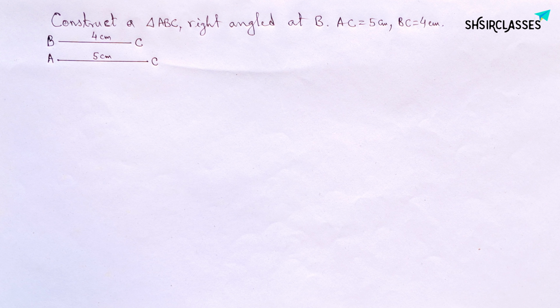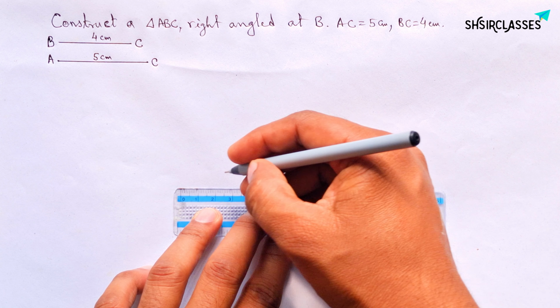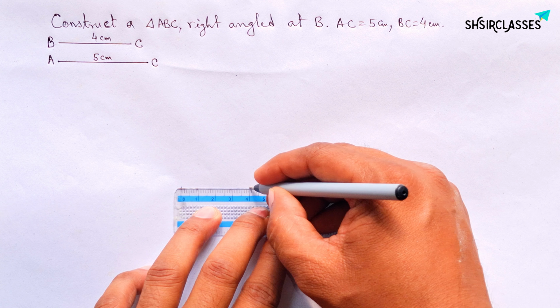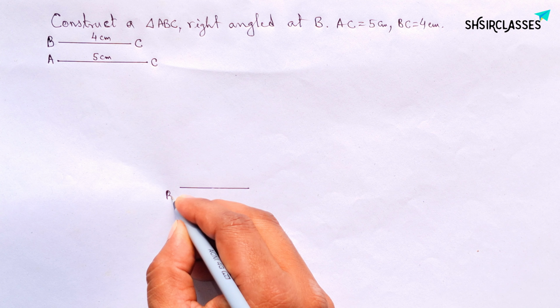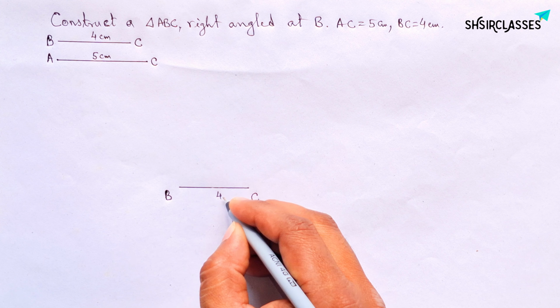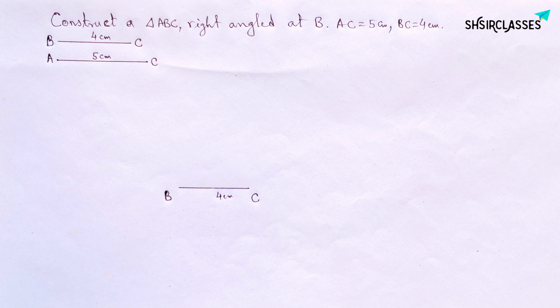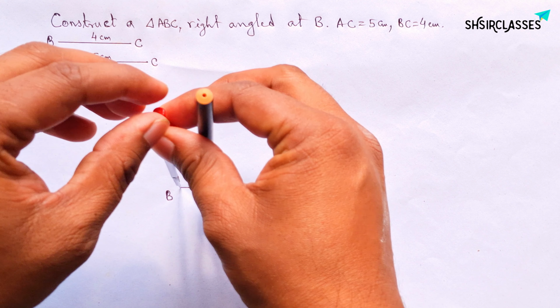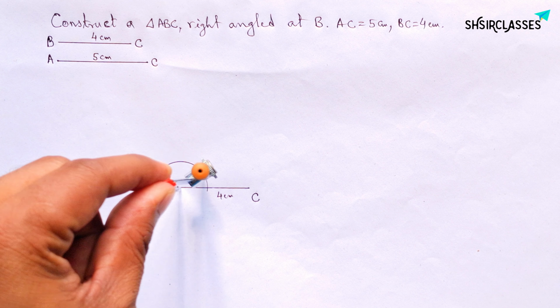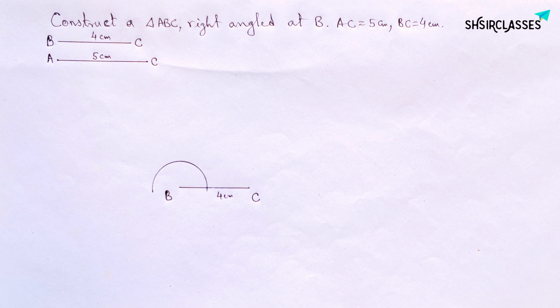Now again drawing here a line segment of length 4 centimeter, labeling here BC, so BC equal 4 centimeter. Next, drawing 90-degree angle at the point B with the help of compass. So putting the compass on the point B and taking any radius, first drawing here an arc.